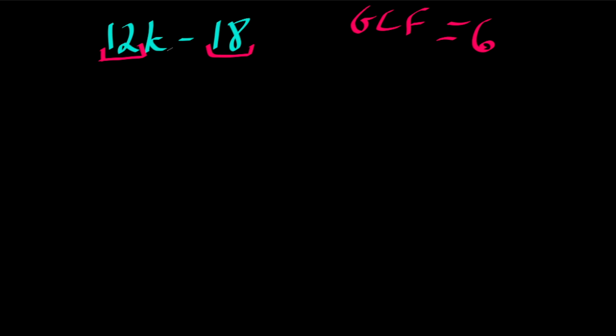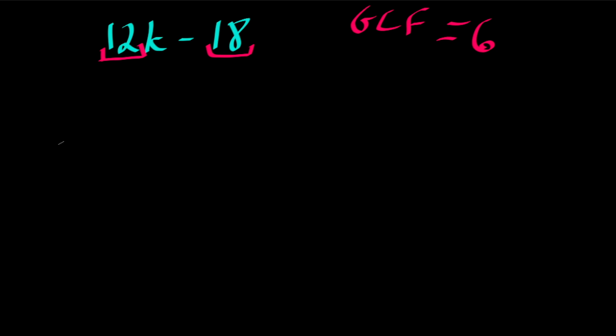Then I'm going to look at my variables. This one's a pretty easy one because the term 12k has a variable k, but 18 does not. In order to factor out a variable, all your terms have to have that same variable. So we can't factor out a k here, so my GCF is 6.